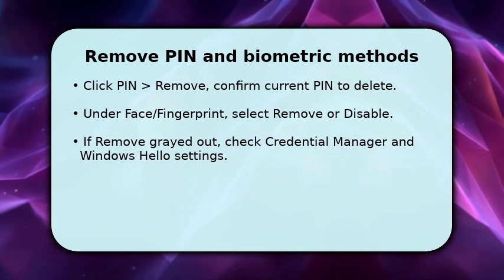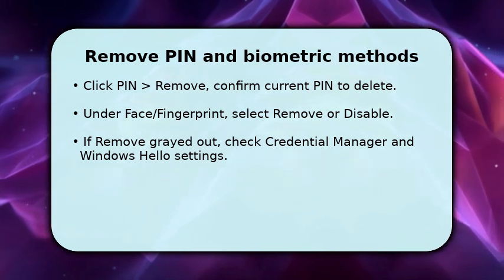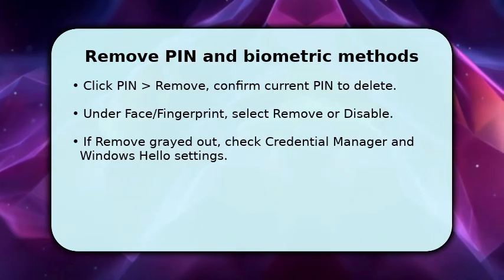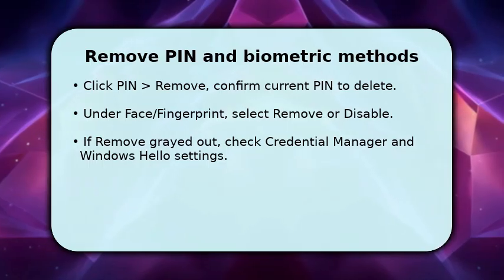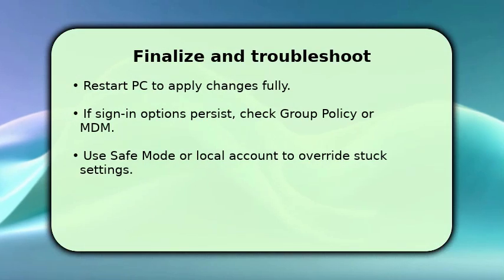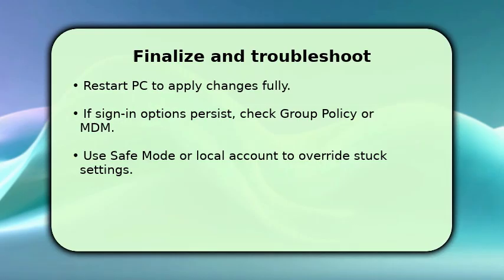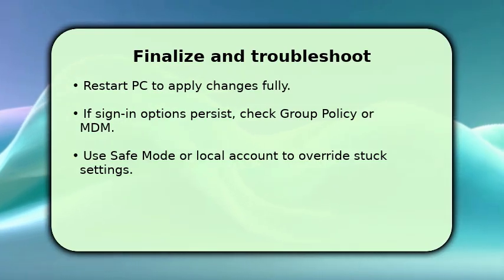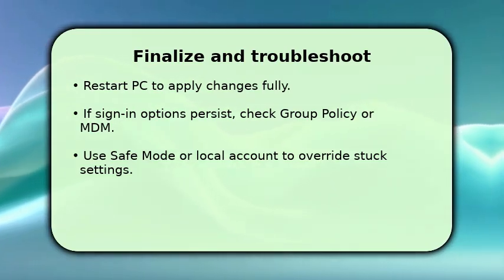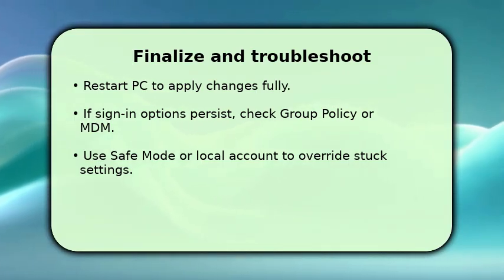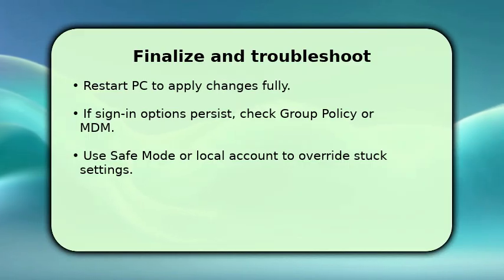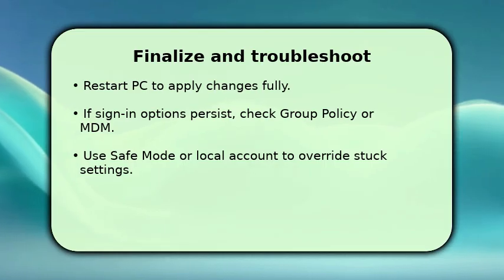After each removal, give the system a moment to finish, restart your PC so Windows commits the sign-in configuration changes and clears cached credentials. If Windows Hello options reappear or cannot be removed, check Group Policy Editor or your organization's MDM settings because policies can force enrollment. You'll need to disable the policy or contact IT. As a fallback, sign into a local administrator account or boot into safe mode to remove persisted credentials. This often bypasses.